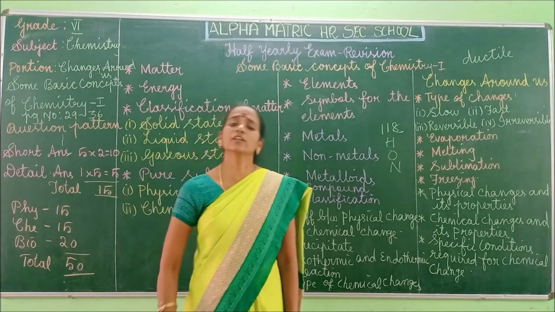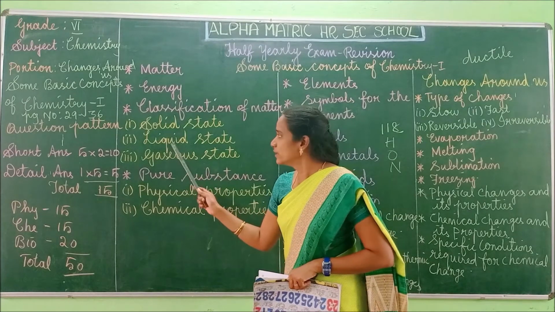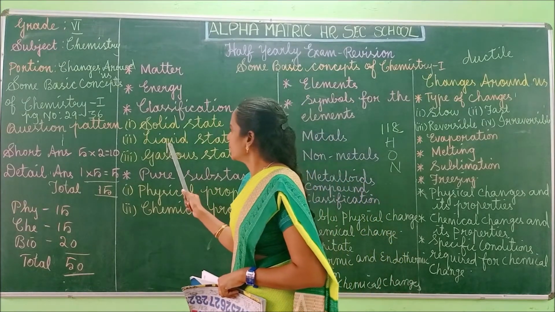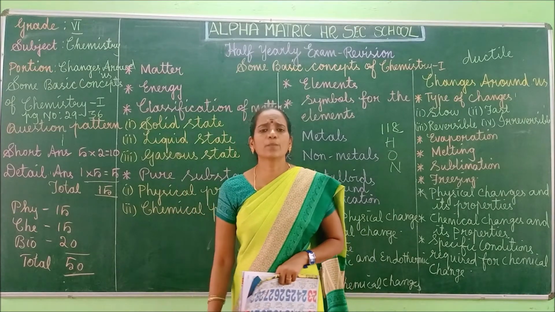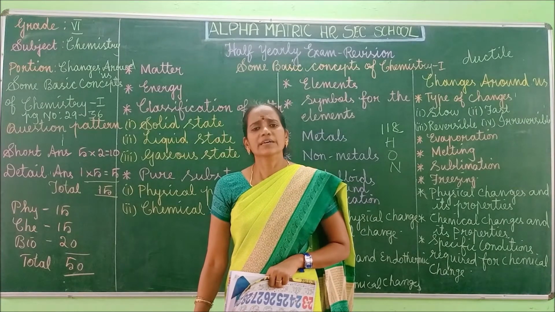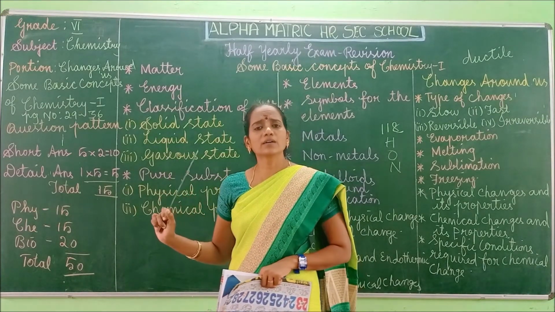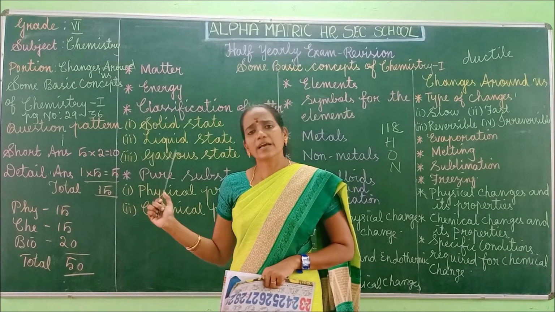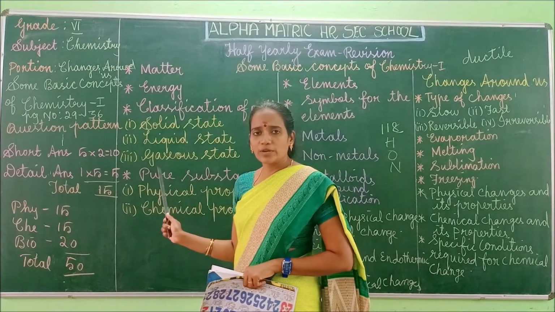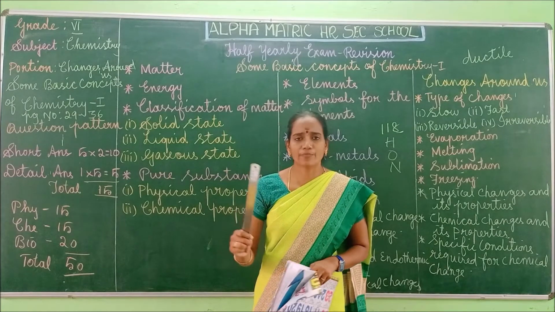Non-metals occur in all the three states of matter. What are the three states? Solid state, liquid state and gaseous state. For example, sulfur and phosphorus occur in the solid state. At the same time, bromine occurs in liquid state, and nitrogen and carbon occur in the gaseous state. So non-metals occur in all the three states of matter.